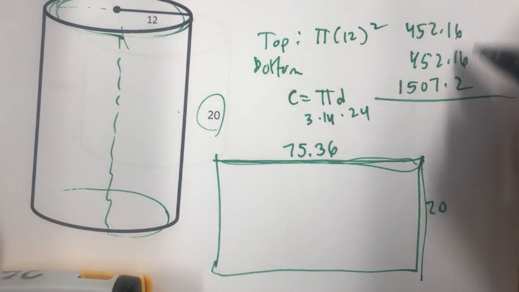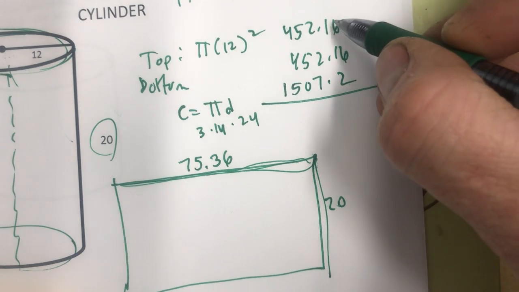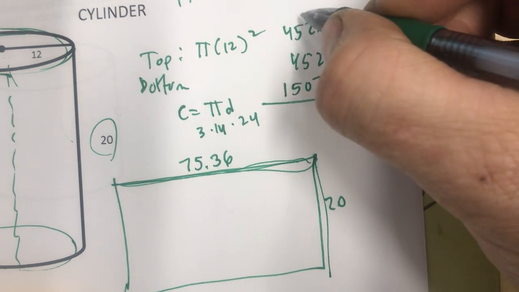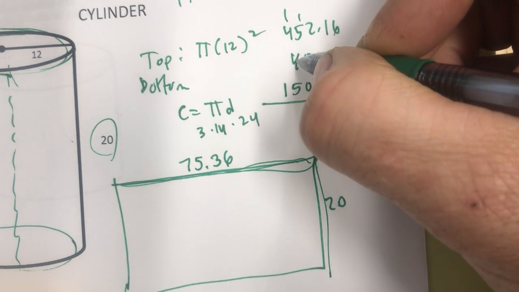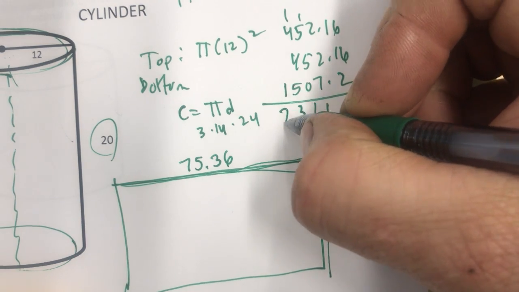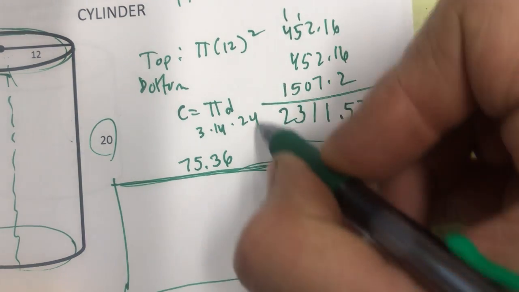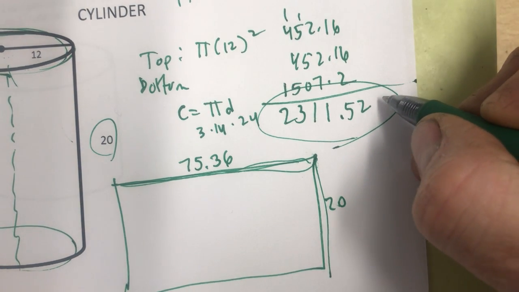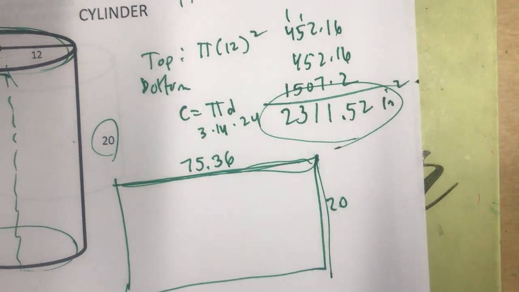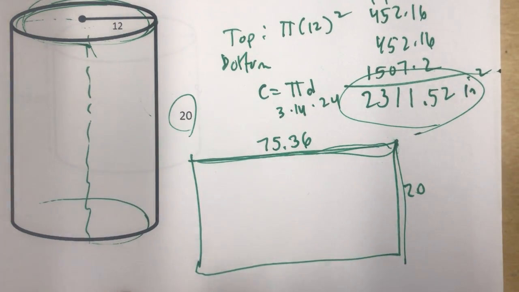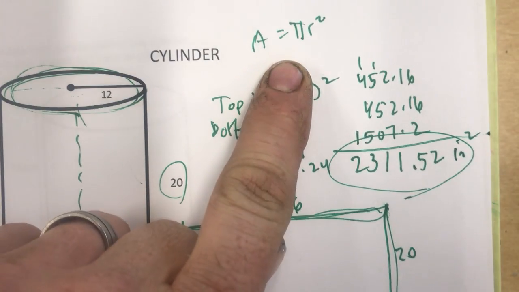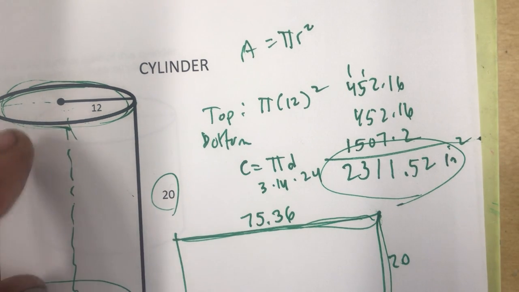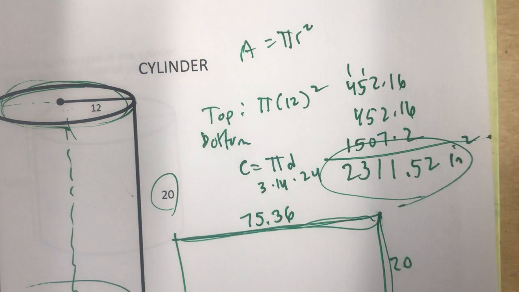And so here's all my surfaces. I add those up, and that'll get it done. There you go, 2311.52. And it doesn't tell what this is, we'll just say square inches. Okay, so you just find the top and the bottom using the area formula. You find the side piece, which means it's 20 tall, but you have to figure out the circumference of that circle to figure out how long this rectangle would be.